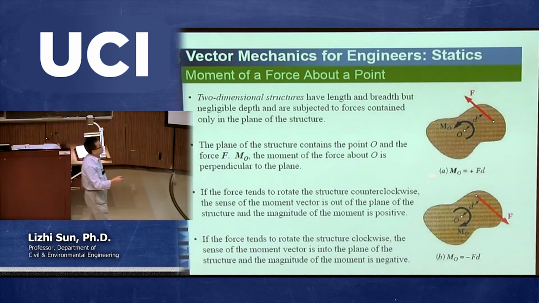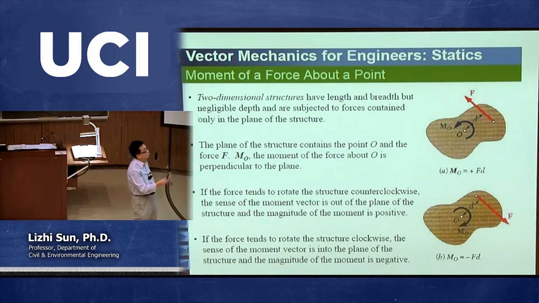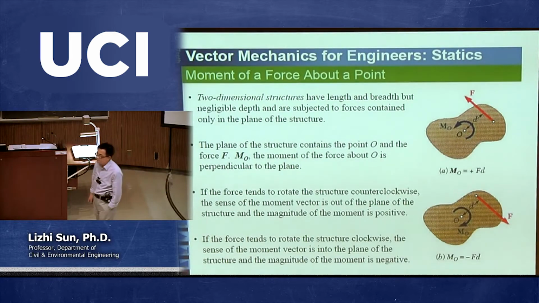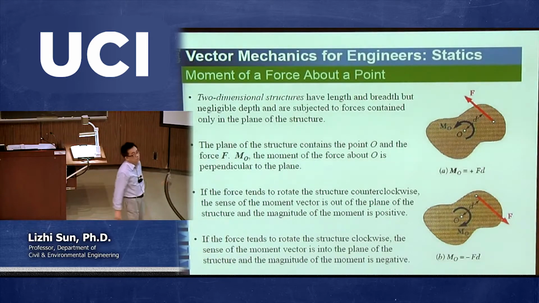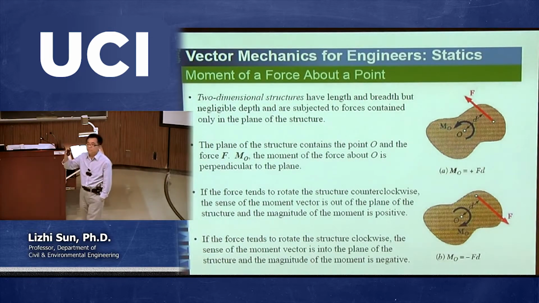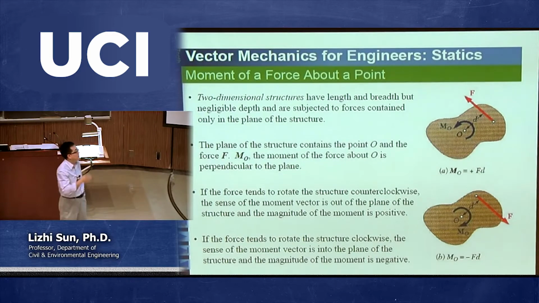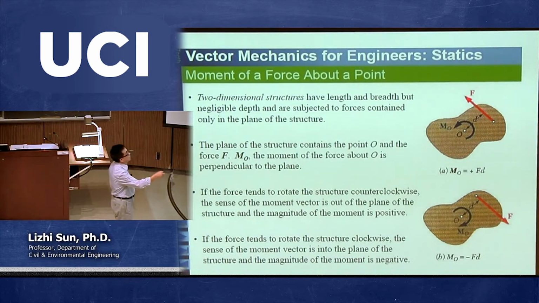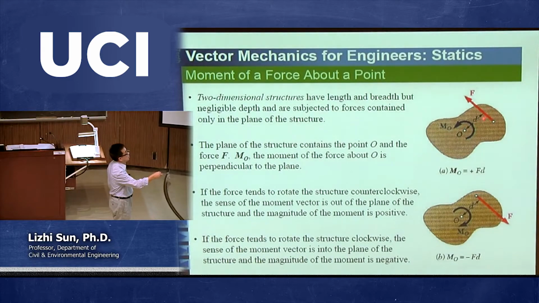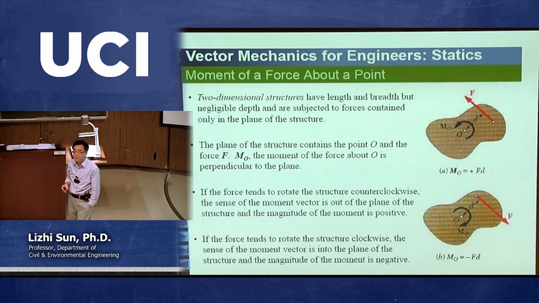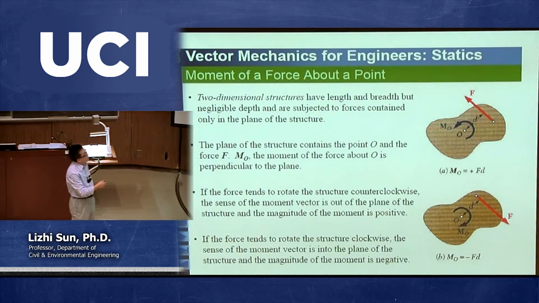But I'm not saying this method can solve all 2-dimensional problems. Sometimes you may see a challenge to calculate this D, which is called the shortest distance from the point you want to calculate the moment about to the force line. If this is a force line, you draw a straight line, which is the shortest distance, that means 90 degrees, and as long as you can calculate the distance from this O to this one, then you can get the 2-dimensional problem solved. But sometimes you have difficulty.